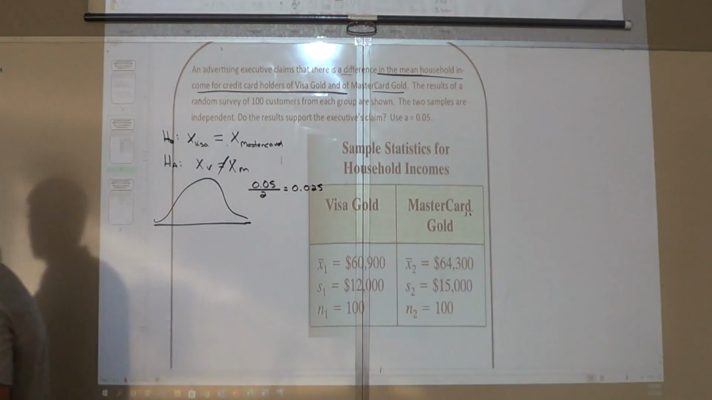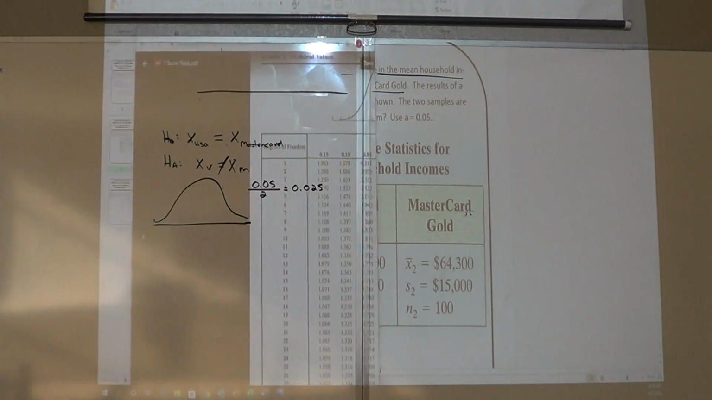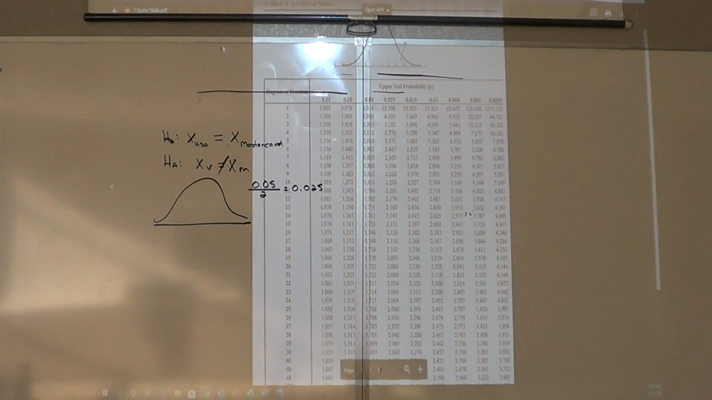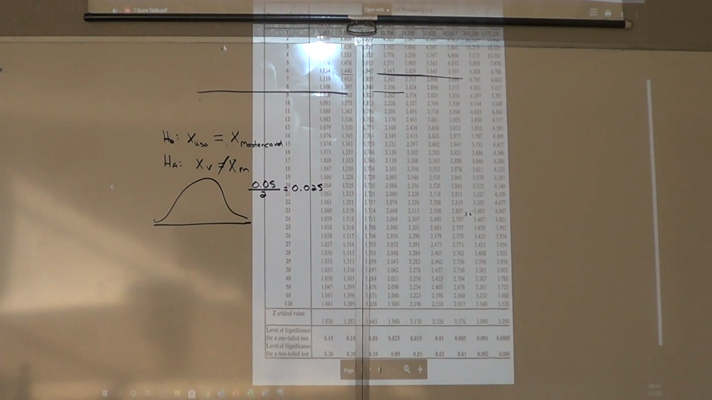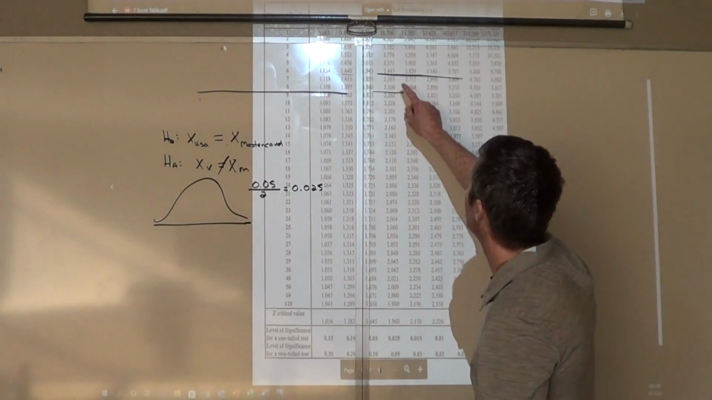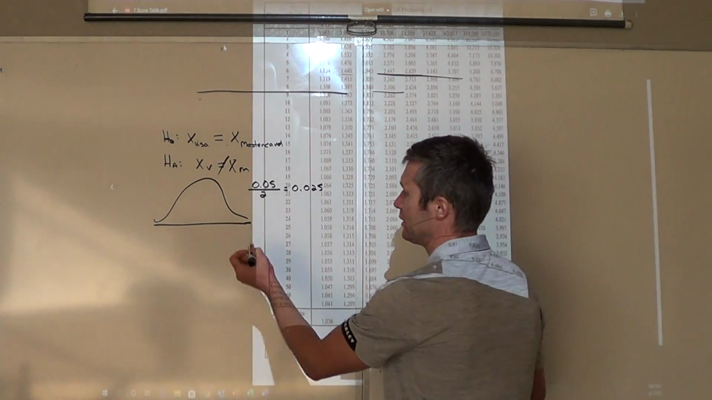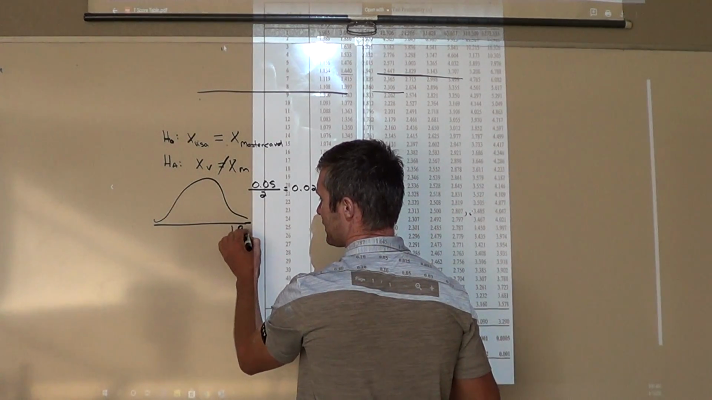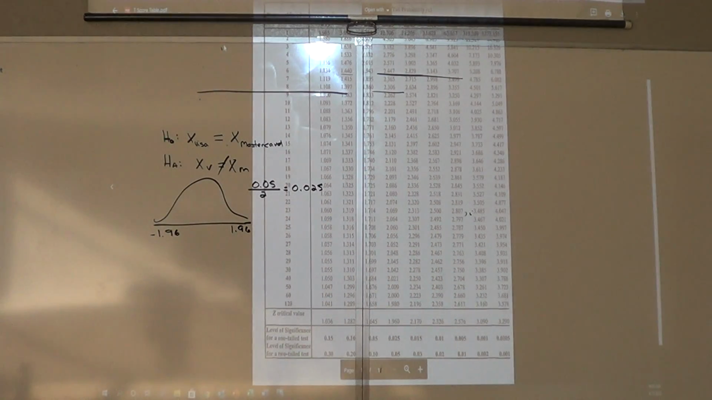Now, again, this is a large sample, so I just want to point this one out to you. When we come over here, this is the table that we're going to be using. It's a large sample, so we're going to be using a z-score, and we want a z-score of 0.05. So 0.05 is right here, so we're using 1.96. So I'm going to have 1.96 and negative 1.96. That's the one that I'm using.